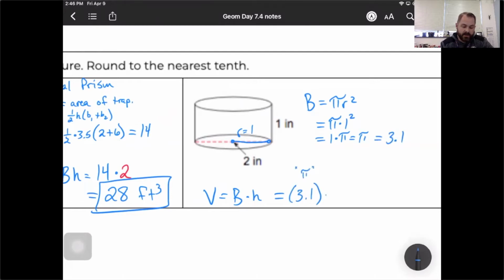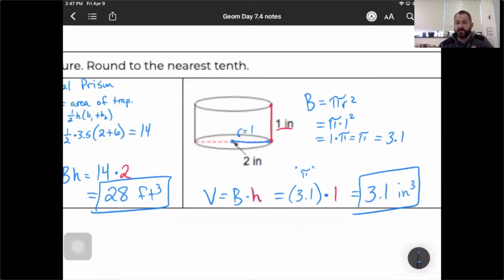And we're going to multiply that by the height of the cylinder. The height of the cylinder is from one circle to another. There's your height of the cylinder, and that's just 1. Well, this works out really nice because 3.1 times 1 is still just 3.1, and we are measuring in cubic inches, or inches cubed.